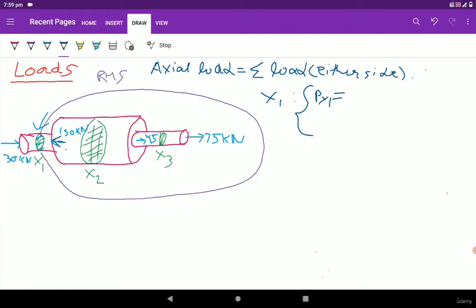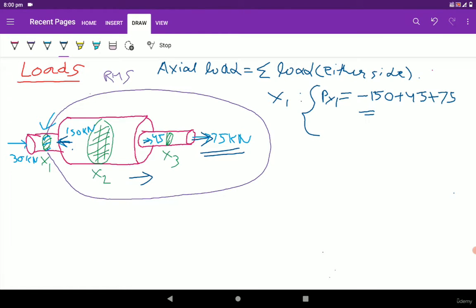Now the next load in the right hand side is the 45 kilonewton, which is pointed away from the cross section, which is the tensile loading. So as per sign convention, we are going to take plus 45 kilonewton. Now the next load is the 75 kilonewton, which is pointed away from the cross section of the x1 cross section. So it is also a tensile loading, so we are going to take the positive sign convention, that is plus 75. So after solving, we are going to get minus 30 kilonewton, if we have considered the right hand side cross section.